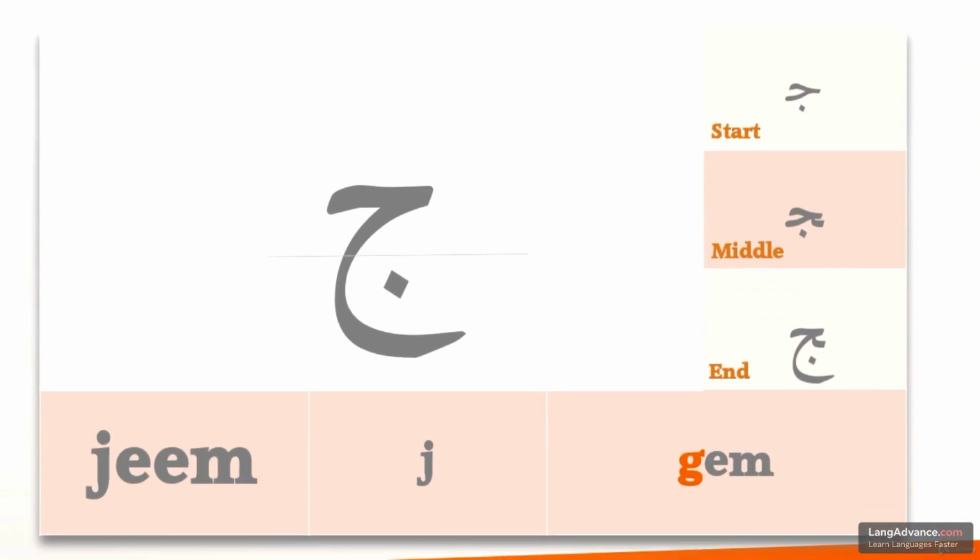Next letter is jim. Jim is like the G in gem, j. When it's at the start of a word, it's written like this. This is how it's written in the middle, and this is how it's written at the end of a word.